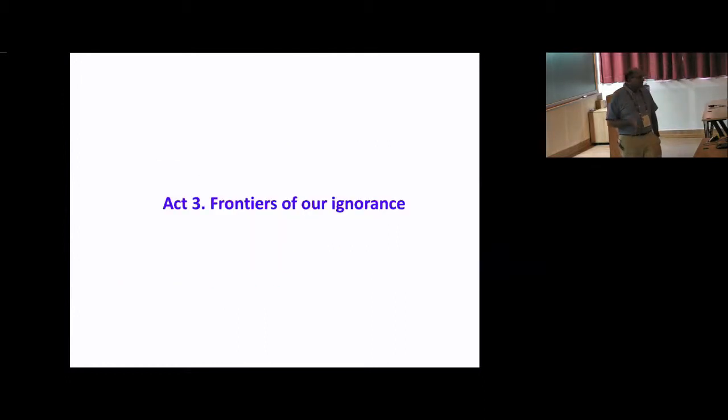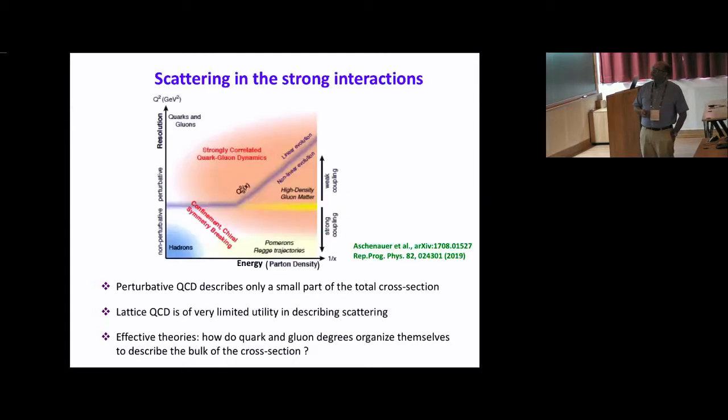So it's then important now to step back and say, what is it that we actually don't know? Okay, so what are the frontiers of our ignorance? We usually talk about frontiers of knowledge. So what are the frontiers of our ignorance? So let's try and put that all in one plot. Okay, so here's the landscape of the strong interactions. And I've done it in the language of deep inelastic scattering, which is one of the simplest processes in which to think about QCD.